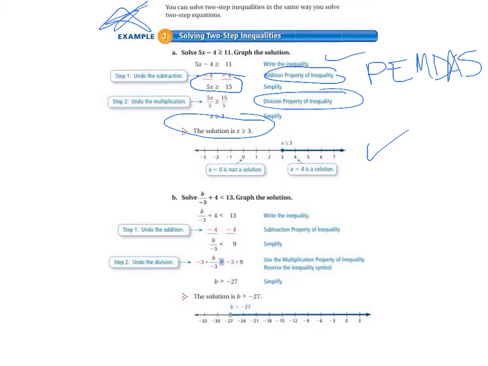Letter B, we're going to solve b divided by negative 3 plus 4 is less than 13 and graph the solution. So first we write the inequality, and then we use the subtraction property of inequality to undo the addition, and that leaves us with b divided by negative 3 is less than 9.